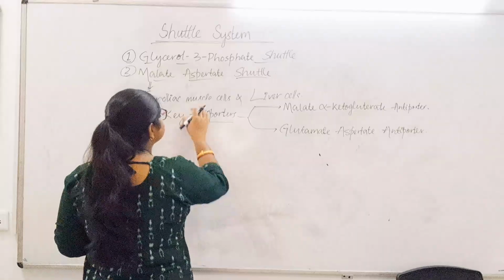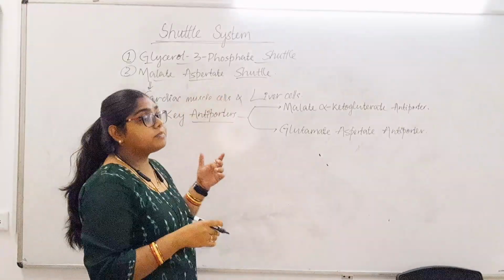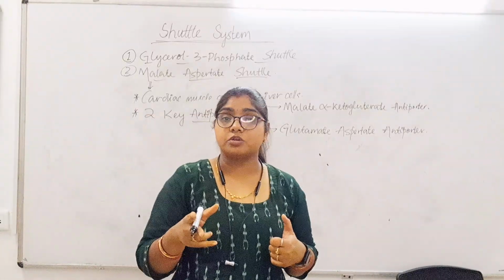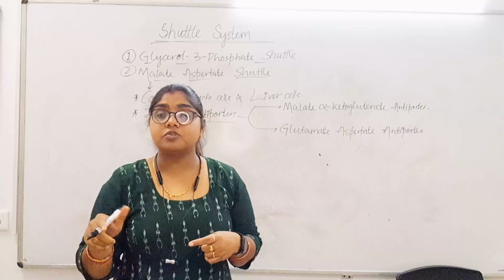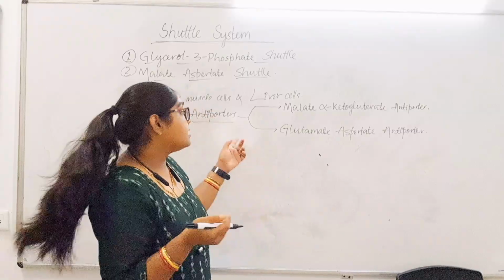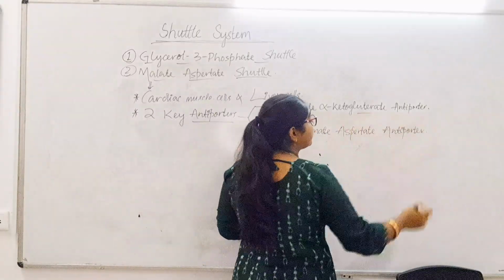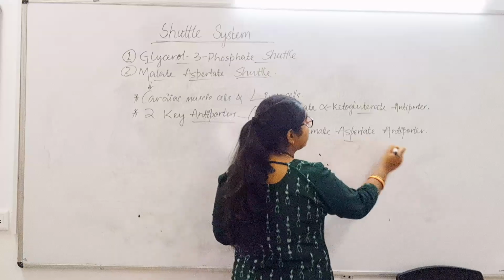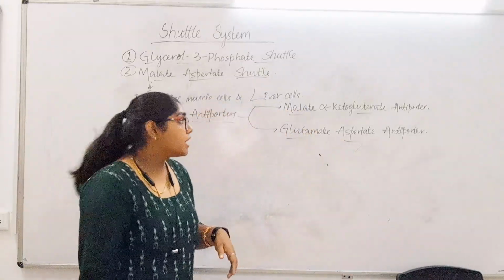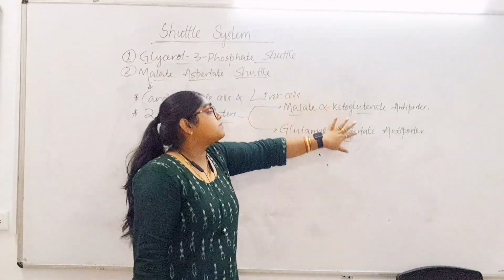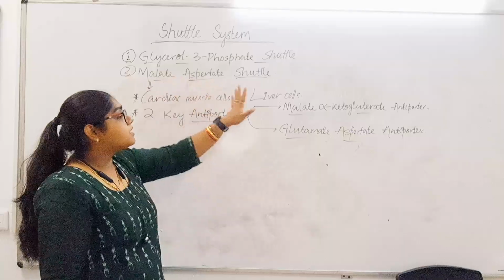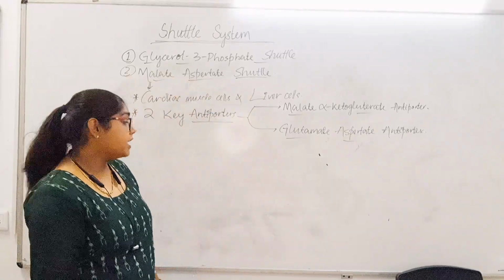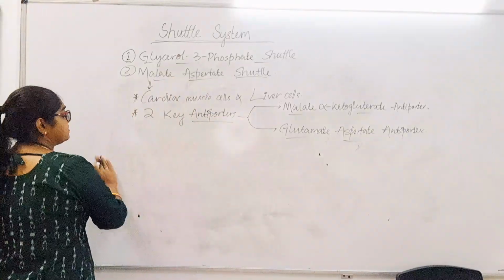So here the Malate aspartate shuttle has two main antiporters, two transporter systems to transport the NADH. One is the malate alpha ketoglutarate antiporter and the second one is the glutamate aspartate antiporter. From this malate and aspartate, it is known as the Malate aspartate shuttle. So let's begin with the mechanism.